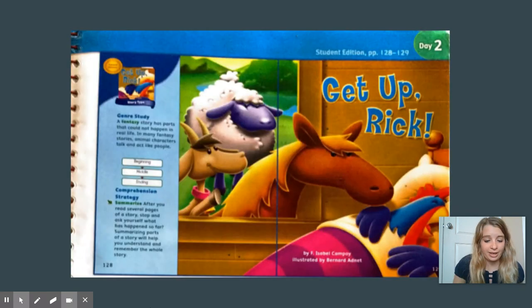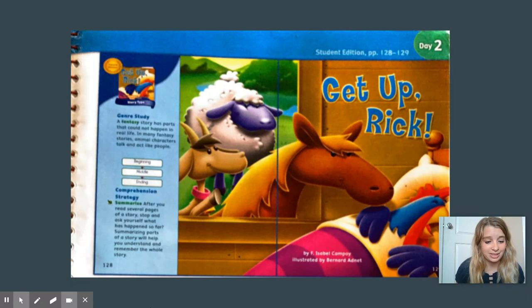We can help Rick. Let's get him a gift. All right, so what are the animals doing? Yeah, they're meeting together to come up with a way to help Rick. Would you like to have friends like Rick's friends? Why or why not? I would, because they care about Rick and want to help him do his job.